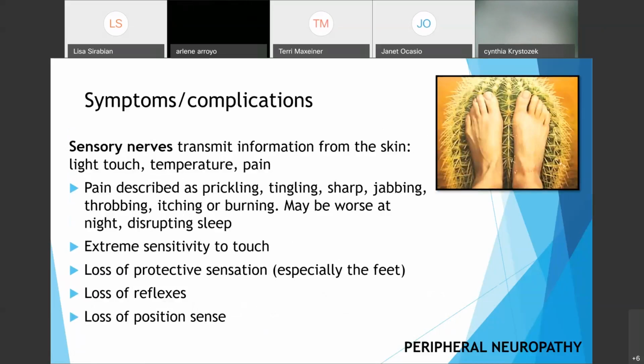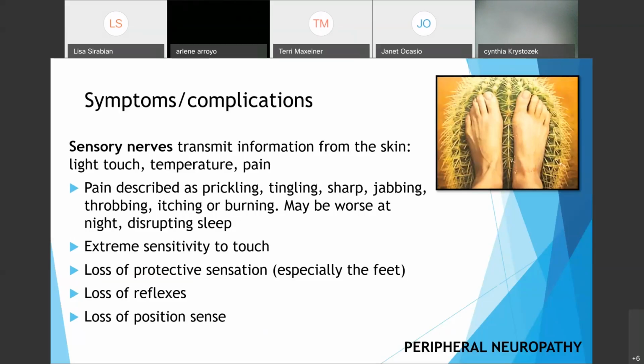So once again, if you're like me, you mostly think of the sensory issues with peripheral neuropathy because that's what we see so much of. It's much easier to see the sensory compartment of this. So the sensory nerves transmit information from the skin. So things like light, touch, temperature, and pain are transmitted. The pain that they experience is neuropathic pain. So it's described as prickling, tingling, sometimes sharp jabbing or throbbing, itching, burning, pins and needles, those kinds of descriptors. And that's why we put the little cactus over here with the feet on it, because that's kind of what they feel, that prickly pain.